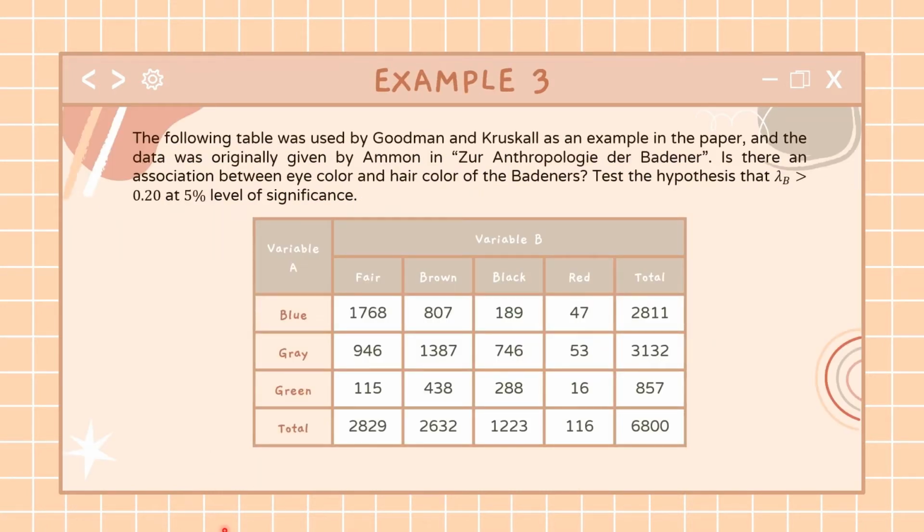For the third example, the following table was used by Goodman and Kruskal as an example in the paper, and the data was originally given by Aman in their Anthropologie der Badener. Is there an association between eye color and hair color of the Badeners? Test the hypothesis that lambda of b is greater than 0.20 at 5% level of significance. So, dito meron tayong 3 categories sa variable A. Variable A natin yung eye color. Meron tayong blue, gray, and green. And variable B yung hair color, which is fair, brown, black, and red.